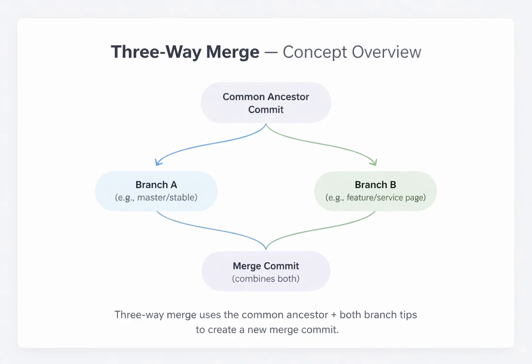When you want to bring them back together, Git can't just fast forward one onto the other because they've both changed. So instead, Git looks at 3 things: the common ancestor commit where they split, the tip of branch A, and the tip of branch B. Using all 3, it creates a brand new merge commit that combines the work from both sides. That's why it's called a 3-way merge.